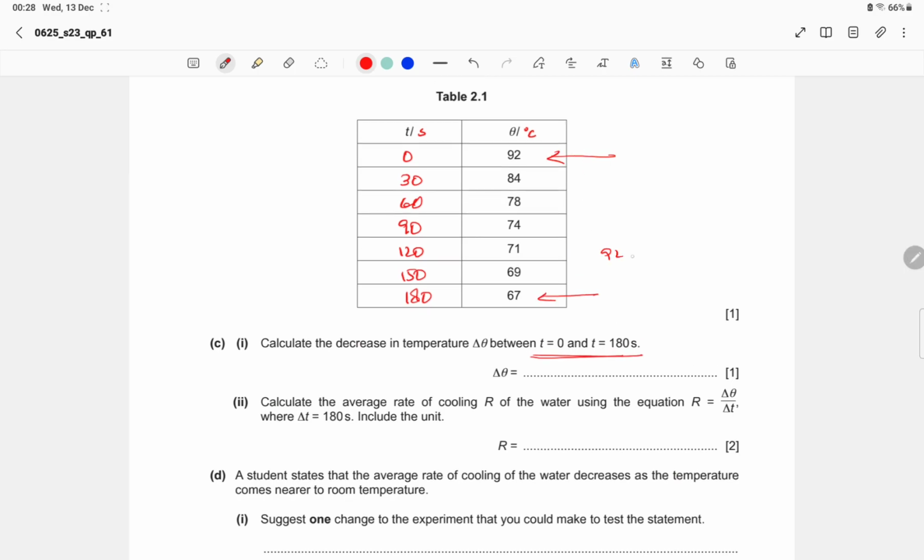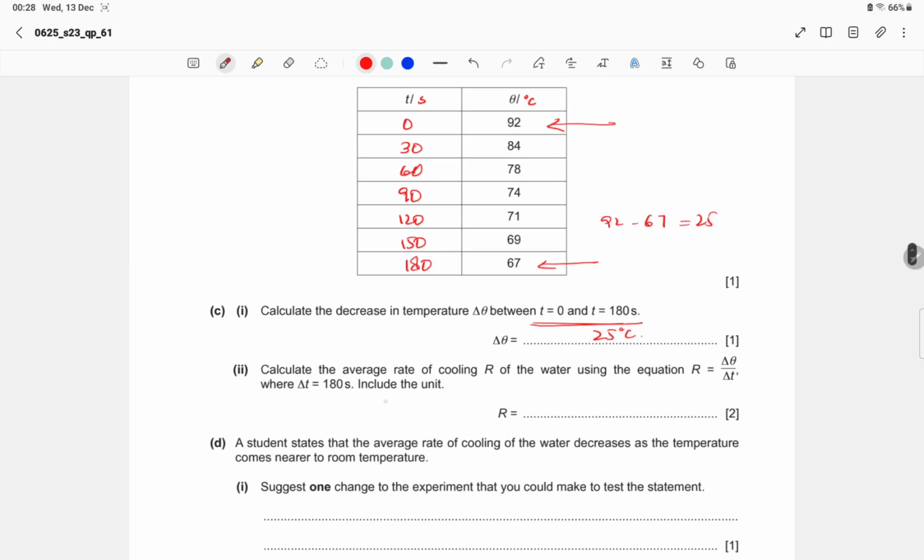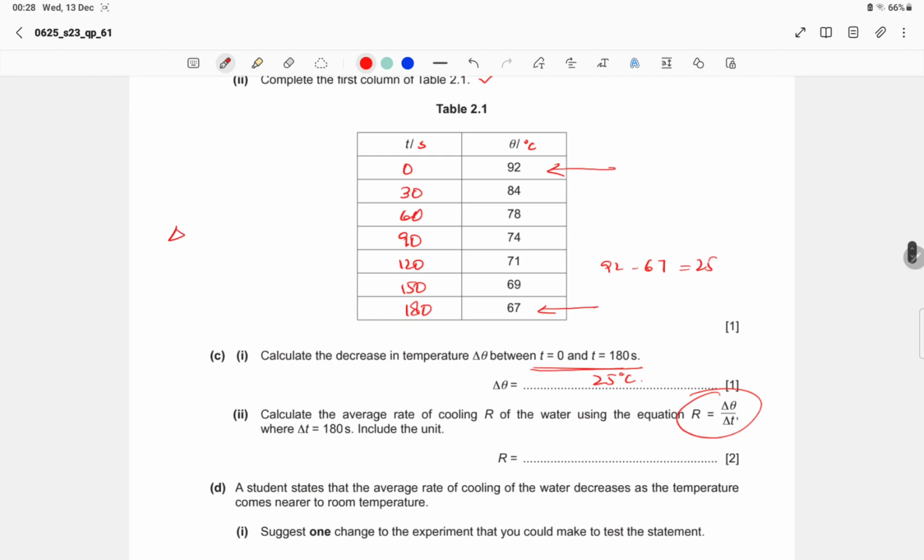So 92 minus 67 is going to be 25. So this is going to be 25 degrees Celsius. And then you have to find out delta theta over delta t. Delta theta is what? It's going to be 92 minus 67 upon 180 minus 0. So it's going to be 0.138 degrees Celsius per second.